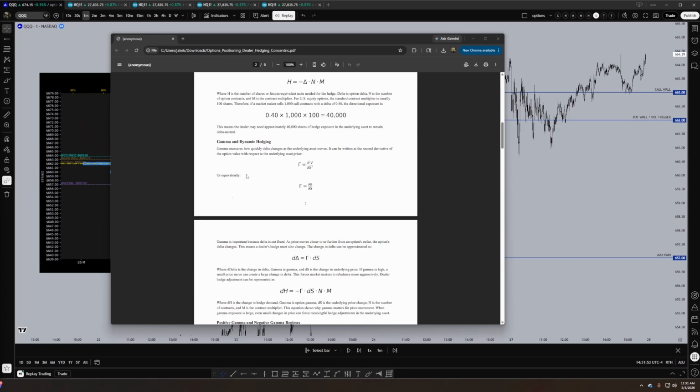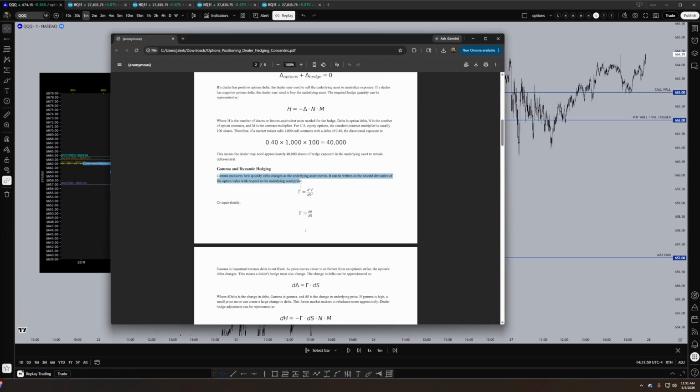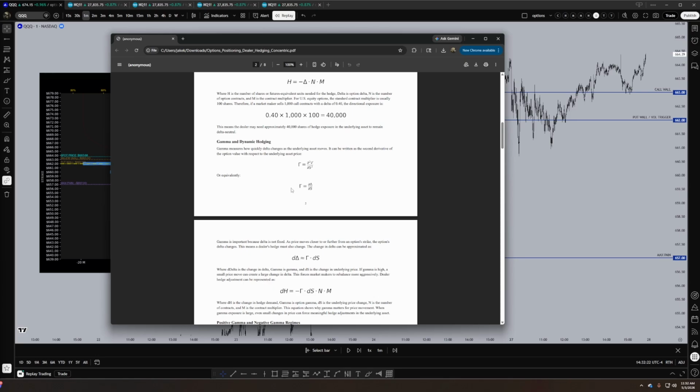And the first thing we should understand about options pricing is gamma, okay, and hedging. So gamma basically measures how quickly delta changes as the underlying asset moves. And gamma is important because the delta is not fixed. As price moves closer or further from an option strike, the option's delta changes, meaning a dealer must hedge against this change, okay?